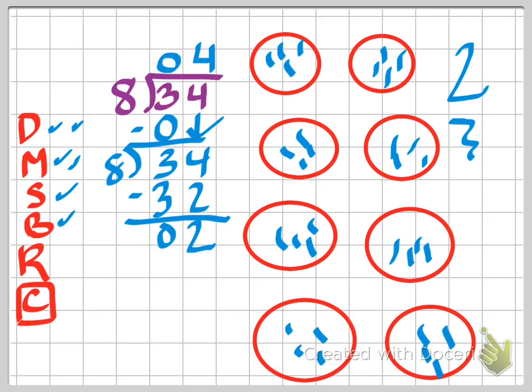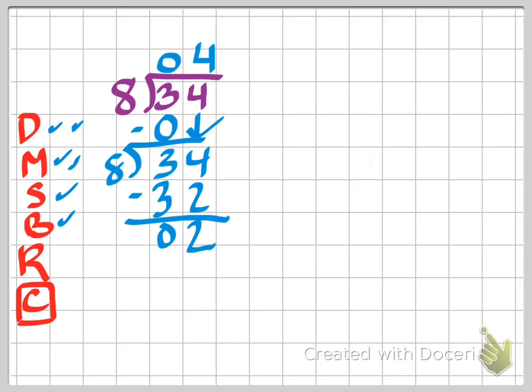Now, this one down here, right there, is our remainder, because it's left over. And also, we can't keep going because we can't keep dividing, because 2 is smaller than 8. So 8 cannot go into 2. Alright, so we have nothing to bring down, and that is our remainder 2.